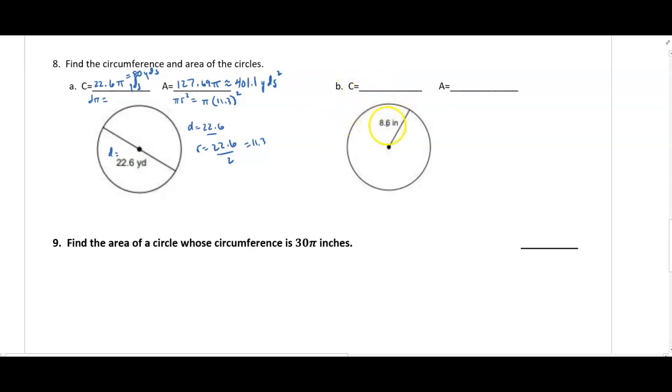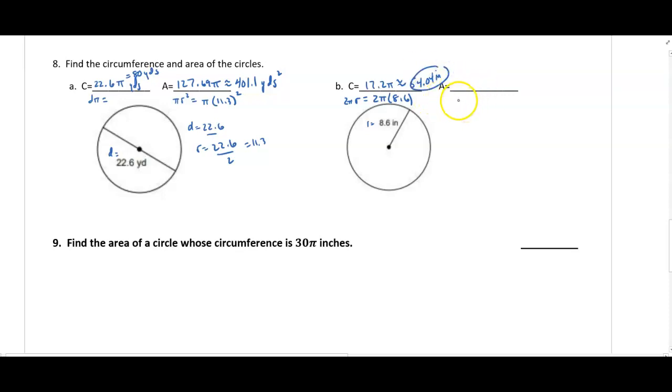Okay? The next one, we're given the radius here. If the radius is 8.6, the circumference, we're going to do 2 times pi times the radius. So 2 times pi times 8.6. 2 times 8.6 will give me 17.2 pi, which is approximately 54.03. So we'll just go 54.04, and that would be inches.